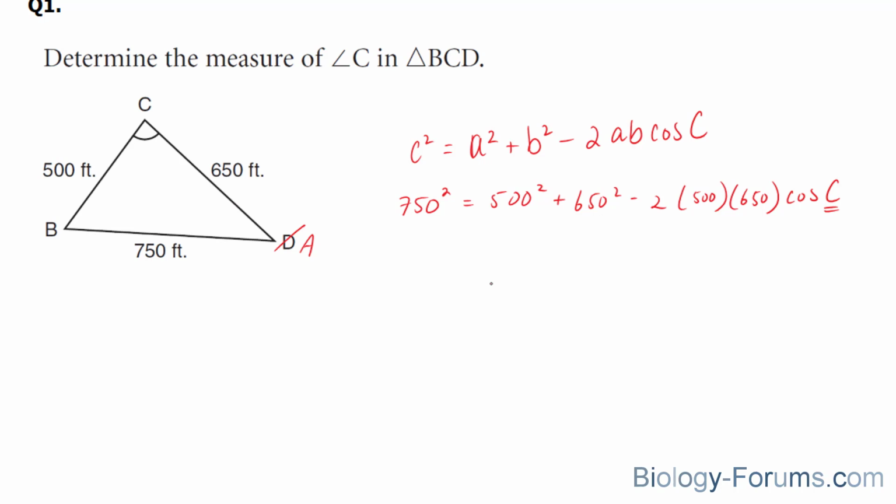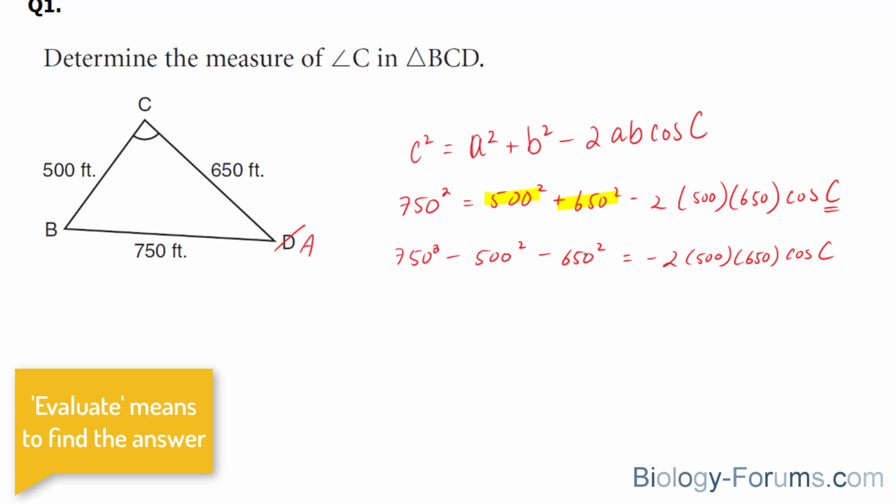And now what we'll do is bring over these two terms, 500 squared minus 650 squared. Now, just to be clear, we move this one and this one over, and we are left with, on the right side, negative 2 times 500 times 650 cosine C. Now, the best mode of action is to next, don't evaluate this part. I mean, if you're not good with your calculator, then go ahead and evaluate it. Find out the number that represents the left side.